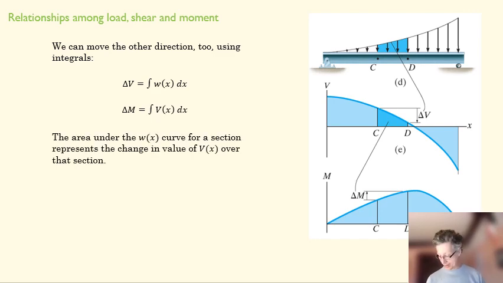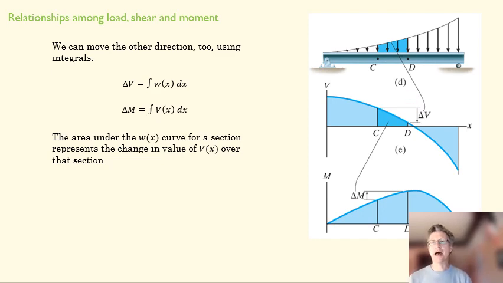So if we look at the area under the curve, that is the integral of W. The area under this curve is going to tell you how much V changes from point C to point D, right? Delta V, the change in V, is the integral of that curve, right? And so from C to D, we have a negative integral, and V goes down.